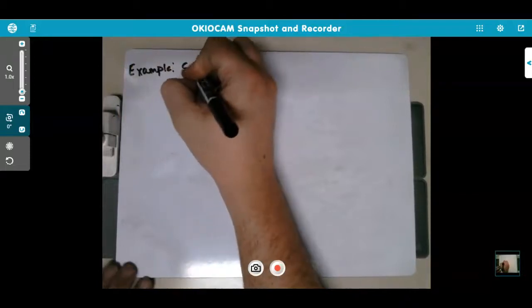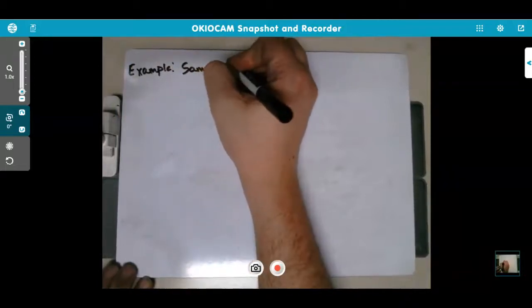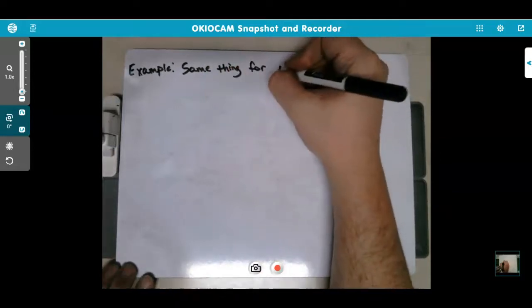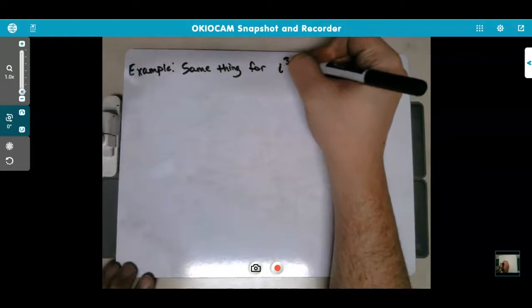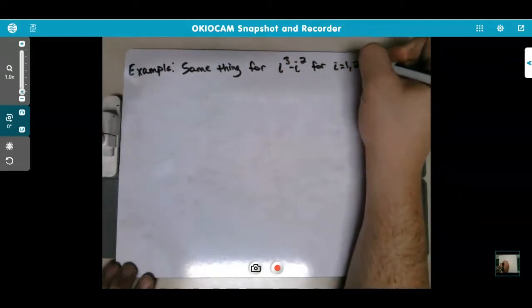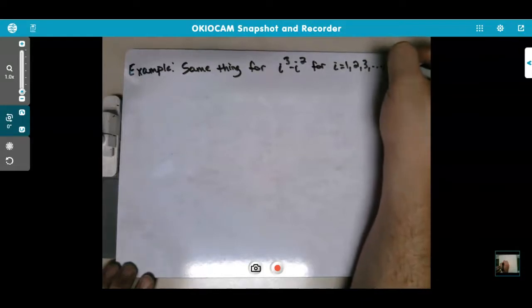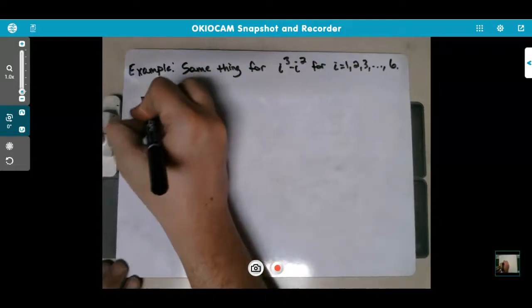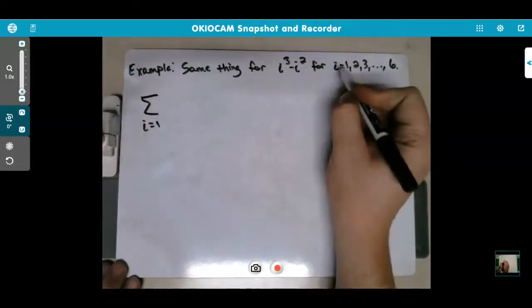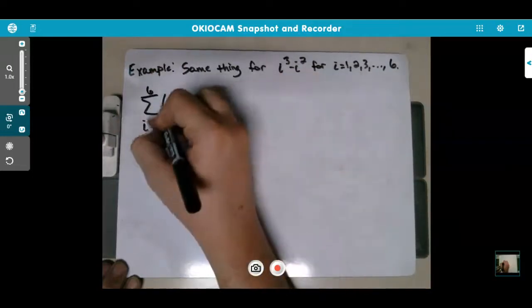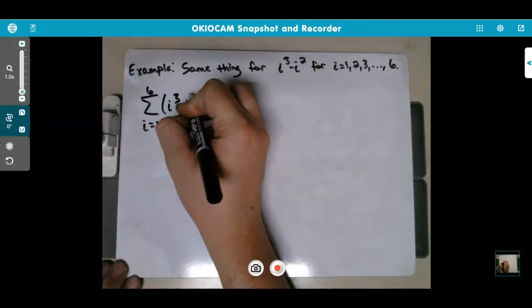We're going to do the same thing. Again, I'm not going to rewrite all of that, but this time our terms are going to be i to the third minus i squared, for i going from 1 to 2 to 3 up until 6. So for this one, I'm doing a sum from i equals 1, because I start at 1, up until 6, and my terms are going to be i cubed minus i squared.